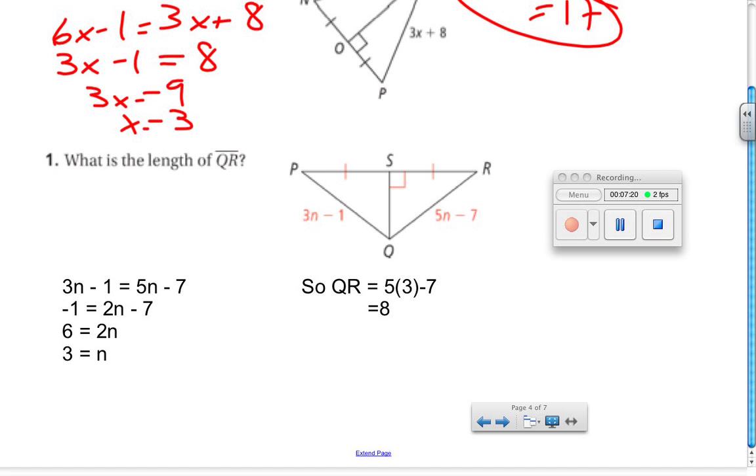Oh, there we go. You dropped a negative sign. -7 plus 1.